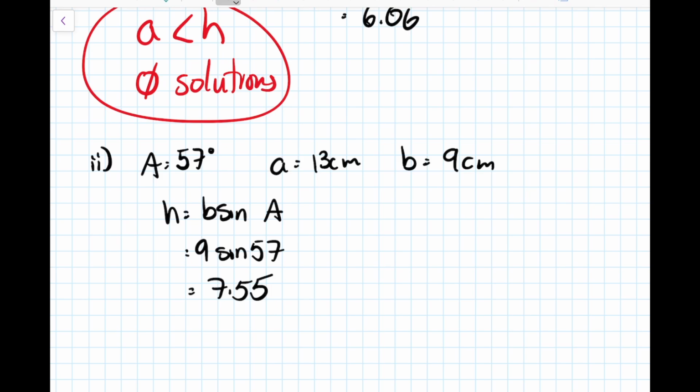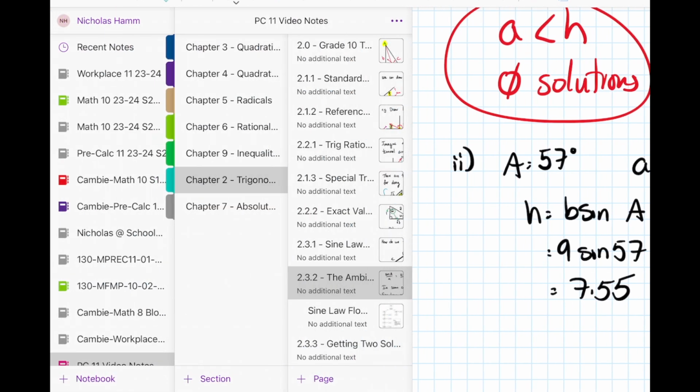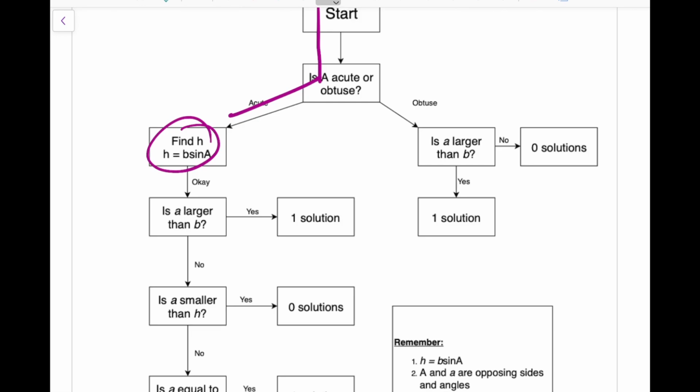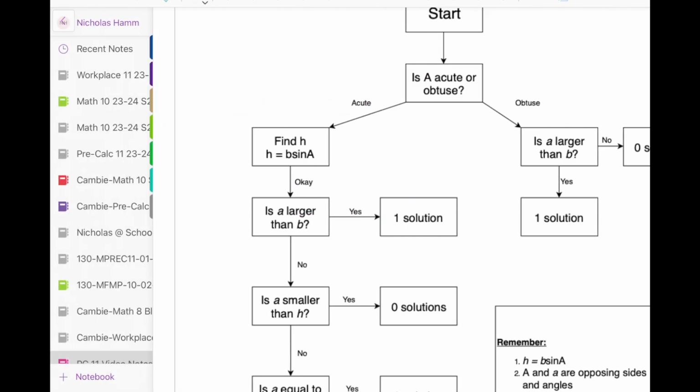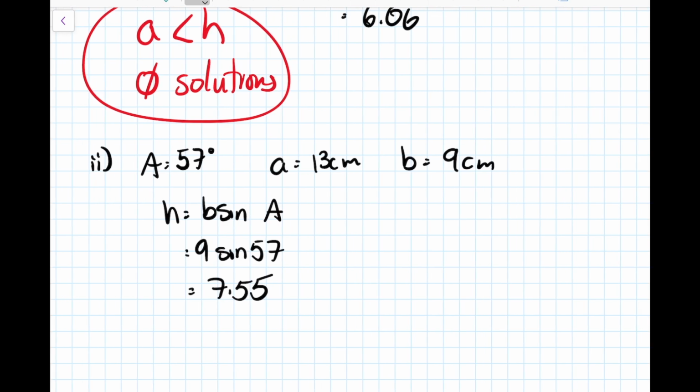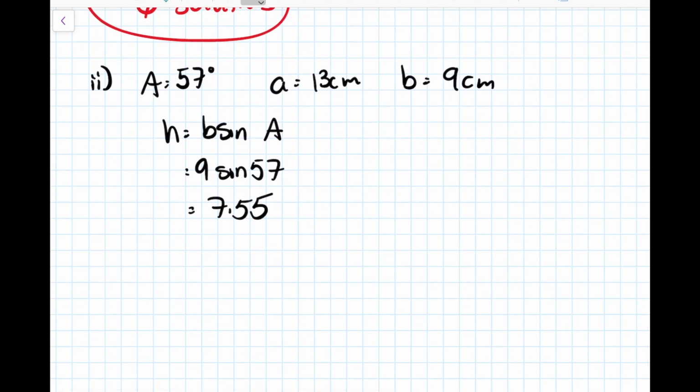And that gives us something we can work with now. So we have an H value. So if we go back to our flowchart, we've got H, so we go to the next step. Is A bigger than B? And so A is 13, B is 9. So actually it turns out that yes, A is bigger than B, which gives us one solution. So we go back over here. Since A is bigger than B, we have one solution.